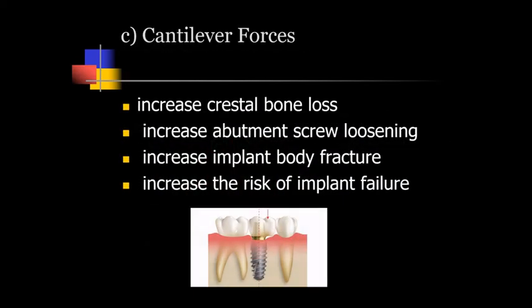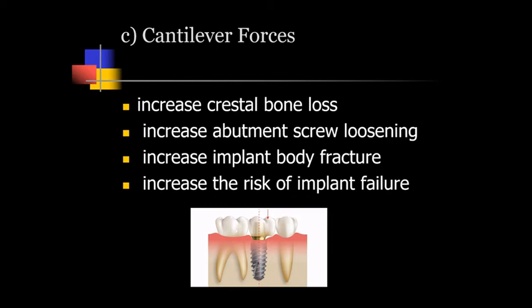Next is the cantilever force. So a cantilever on a prosthesis increases the moment loads to the implant bone interface, and cantilevers have been reported to increase the crestal bone loss, increase the abutment screw loosening, increase implant body fracture, and also increase the risk of implant failure. Therefore, an immediately loaded transitional prosthesis should not have a posterior cantilever because it is usually not in an aesthetic zone, and also the bite forces are greater in the posterior segments of the mouth.